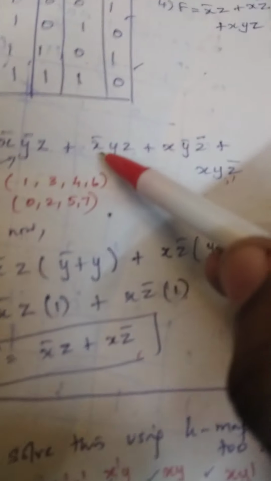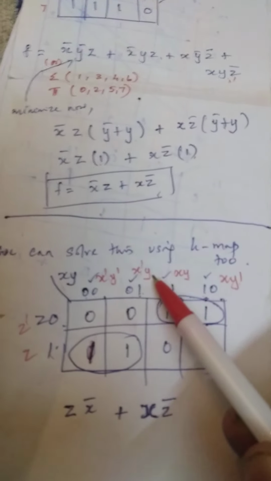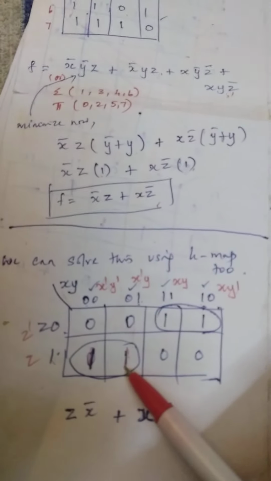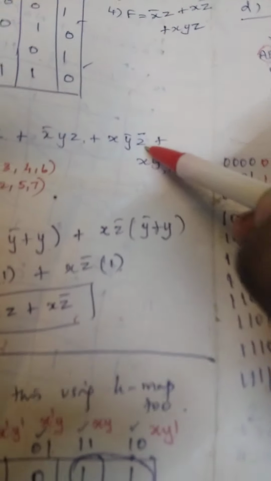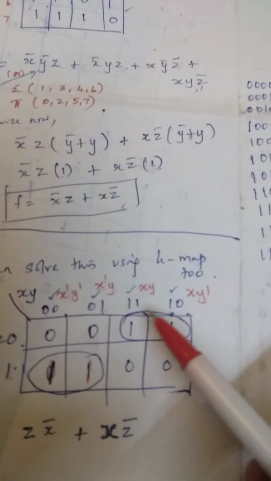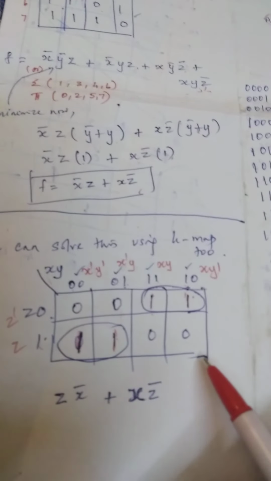The next term is x' y z, so where is x' y z? This term, again here. The next thing is x y' z', so where is x y' z'? Put 1 here, and the last one is x y z'. This will be x y and this is z'. So here 1. So we have put 4 ones, and we can replace all the other empty spaces with zeros.